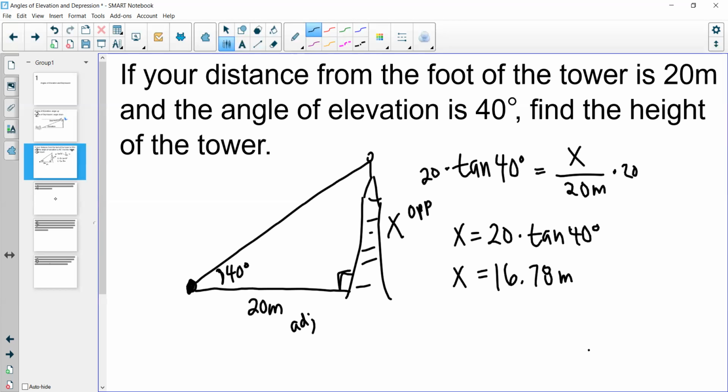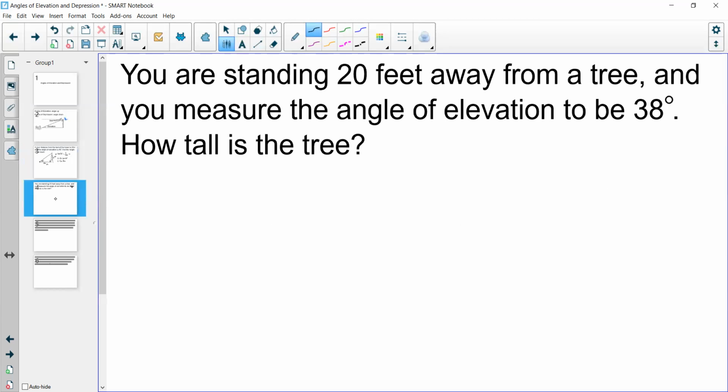So let's take a look at a couple more examples where we do this. In this problem, it says you're standing 20 feet away from a tree and you measure the angle of elevation to be 38 degrees. How tall is the tree? This one is so similar to the last one.